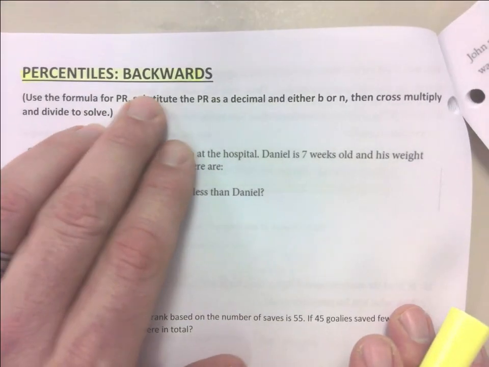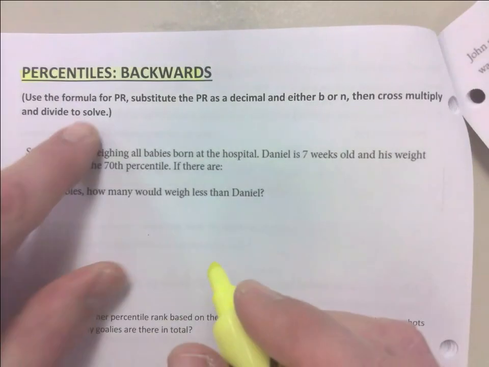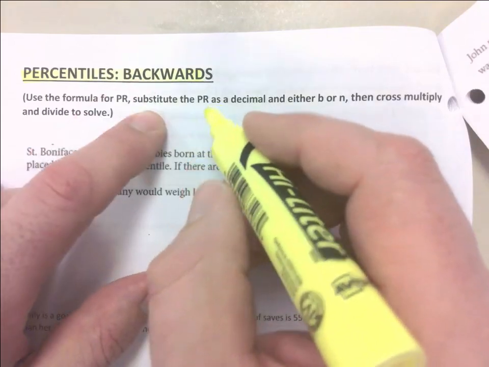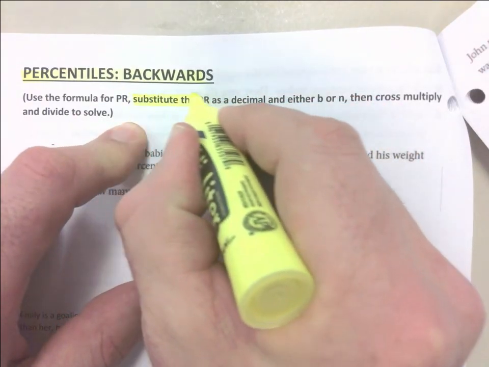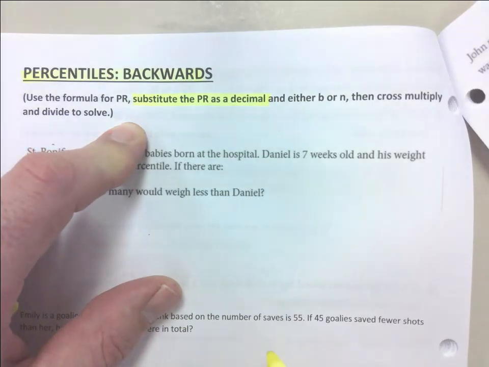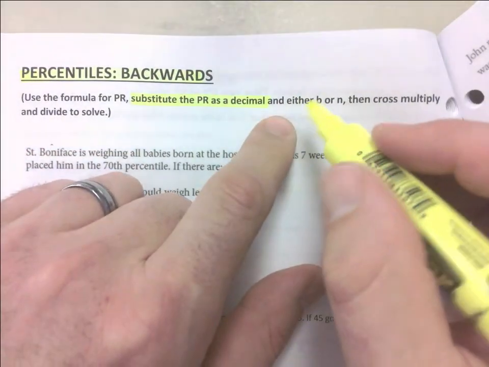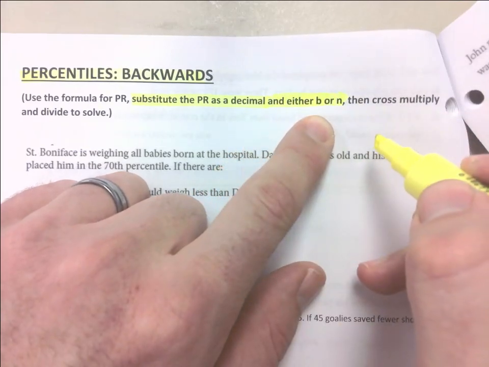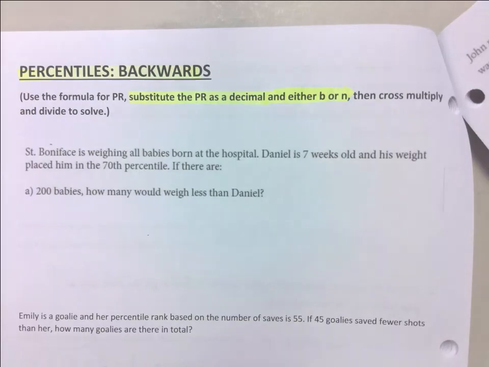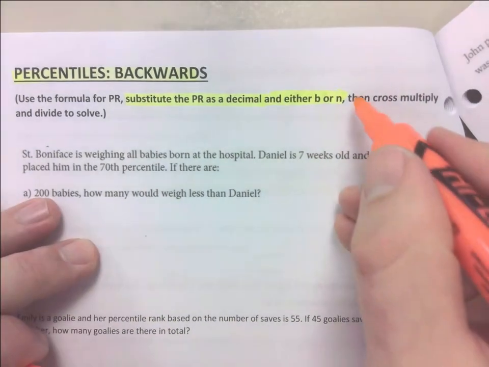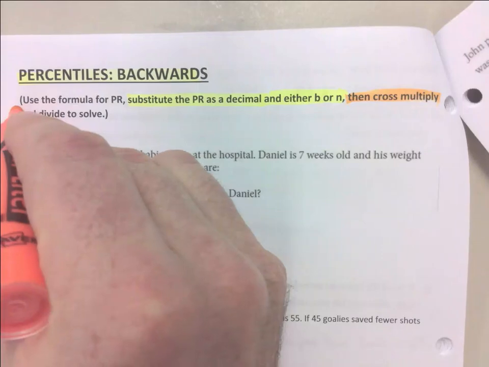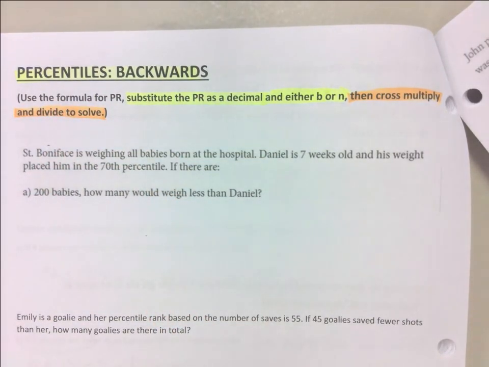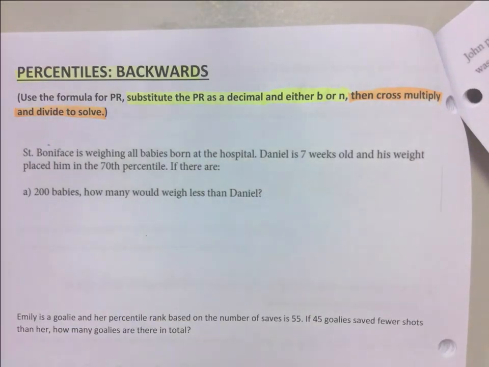What does it mean, percentiles? We use the formula for percentile rank. This is how we're going to substitute the percentile rank as a decimal, and then either B or N will be given. And guess what? We're going to cross multiply and divide to solve. That's how. It's actually not that bad at all. That's what backwards entails. Okay.